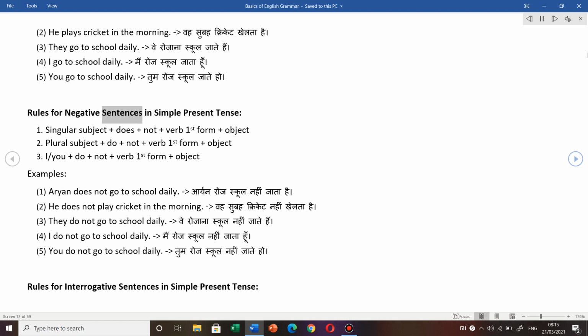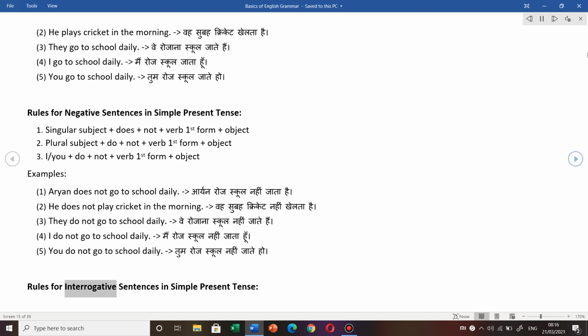Rules for negative sentences in simple present tense. Singular subject plus does plus not plus verb first form plus object. Plural subject plus do plus not plus verb first form plus object. I, you plus do plus not plus verb first form plus object. Examples. Aryan does not go to school daily. He does not play cricket in the morning. They do not go to school daily. I do not go to school daily. You do not go to school daily.